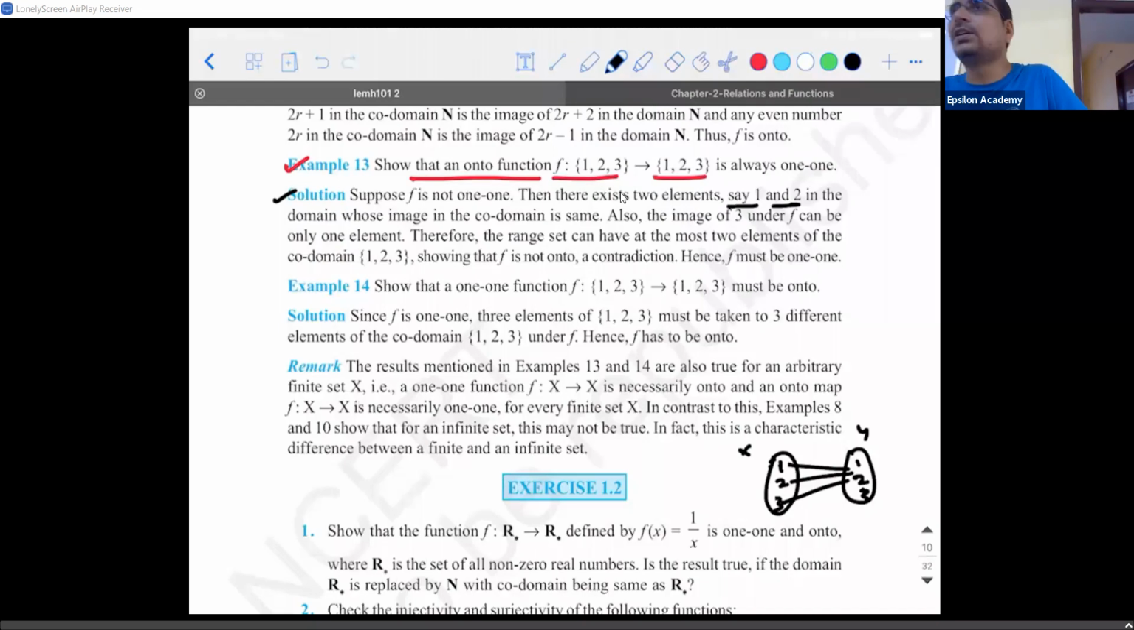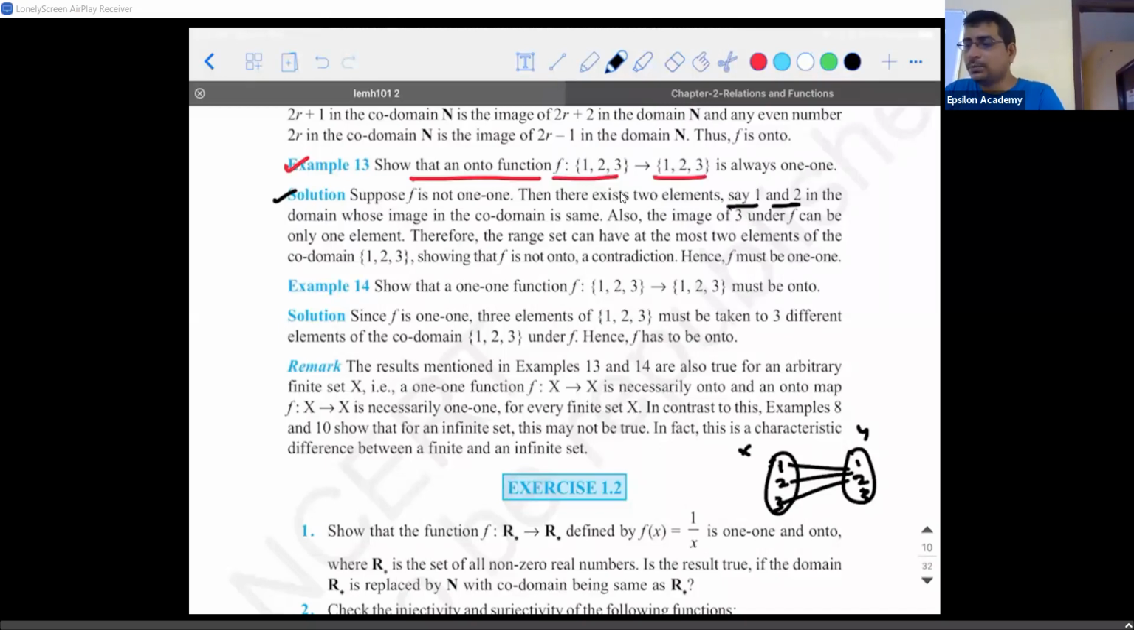It is like the problem on irrational numbers: prove that root 3 is an irrational number. You will assume that it is rational, and then proceed to prove it is irrational. Similarly, you can try the next one. Show that a one-to-one function f mapped from {1, 2, 3} to {1, 2, 3} is onto.